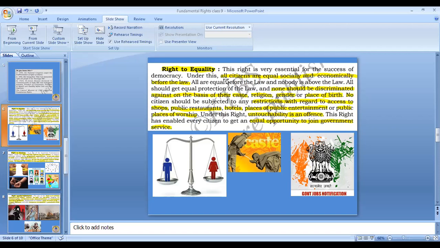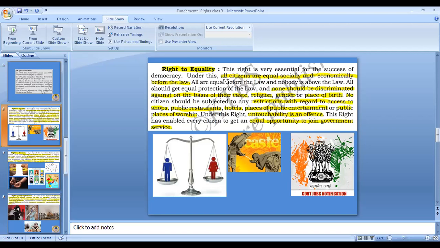Again, in public places of worship, a person belonging to any religion or caste should be allowed to enter the temples, the dargahs, or the churches of Christians. So under this right to equality, untouchability is an offense. This untouchability is a very important thing from our exam point of view.